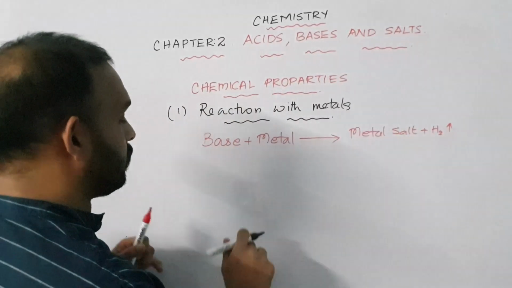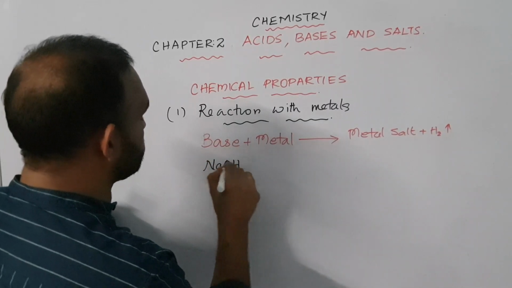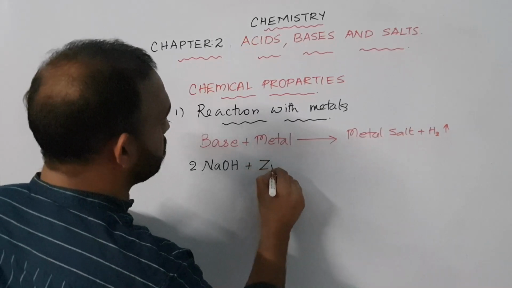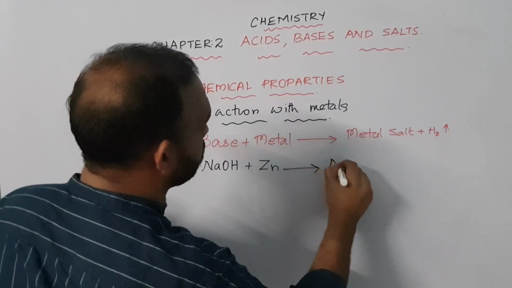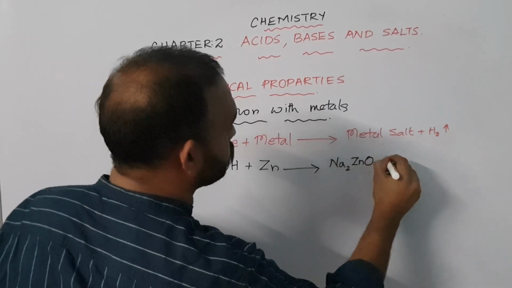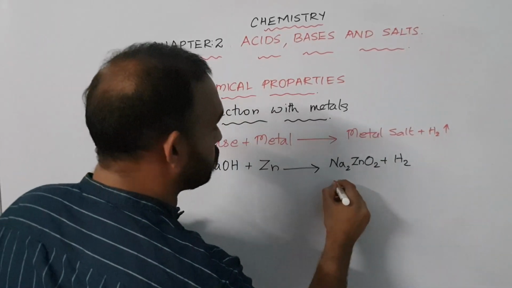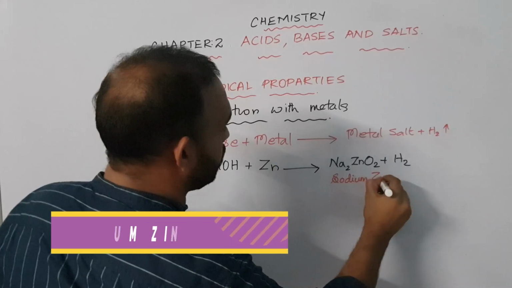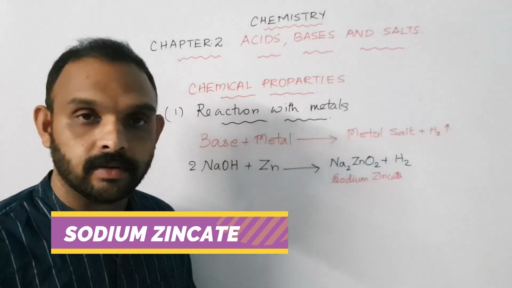A better example we can write is NaOH. We know that it is sodium hydroxide, and with zinc metal, it will give a compound, and you have to remember the name of this compound: Na2ZnO2 plus H2. What is this Na2ZnO2 called? This is called sodium zincate. Sodium zincate is the name of this compound.